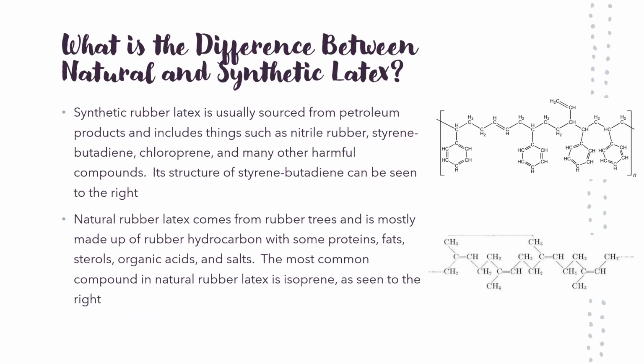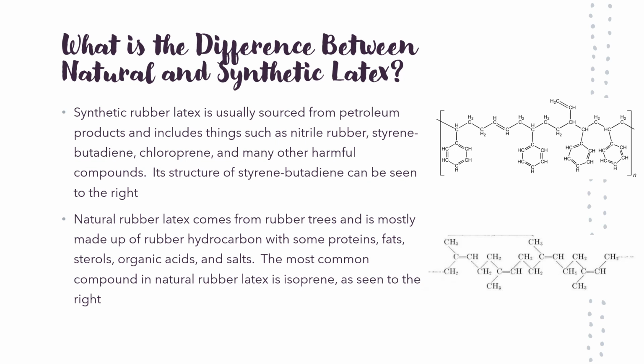Before we get into the actual experiment, I think it's important to go over the differences between the two types of latex. So the synthetic rubber latex is usually sourced from petroleum products and can include things like nitrile rubber, styrene butadiene, whose structure can be seen in the top picture on the slide, chloroprene, and many other harmful compounds. Natural rubber, on the other hand, comes from the sap of rubber trees and is mostly made of rubber hydrocarbon, and it also includes some proteins, fats, sterols, organic acids, and salts. The most common compound in natural rubber latex is isoprene, whose structure can be seen on the bottom picture of the slide.